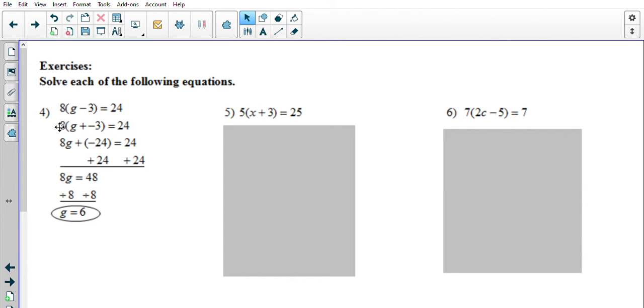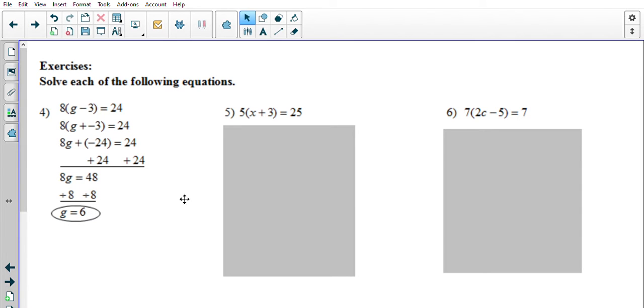I distribute the 8. 8 times g is 8g. 8 times negative 3 is negative 24. So we get 8g plus negative 24, or minus 24, equals 24. Now, just use your inverse operations like before. The inverse of adding negative 24 is to add a positive 24. 24 plus 24 gets us 48. So we have 8g equals 48. Now it's a one-step equation. Divide both sides by 8 to get your final solution of g equals 6.